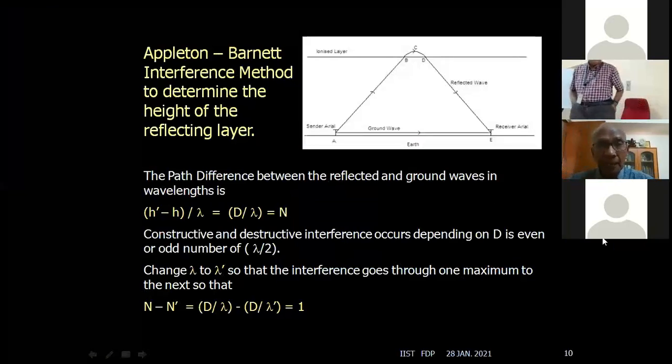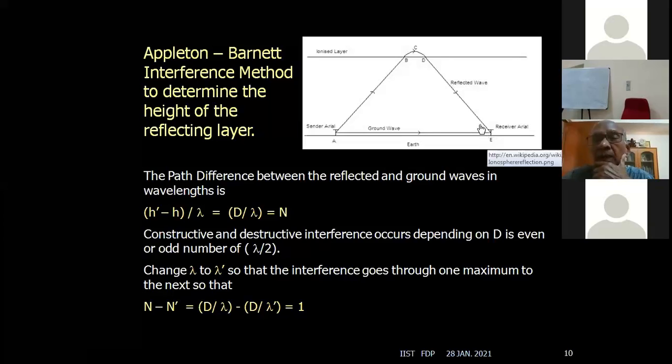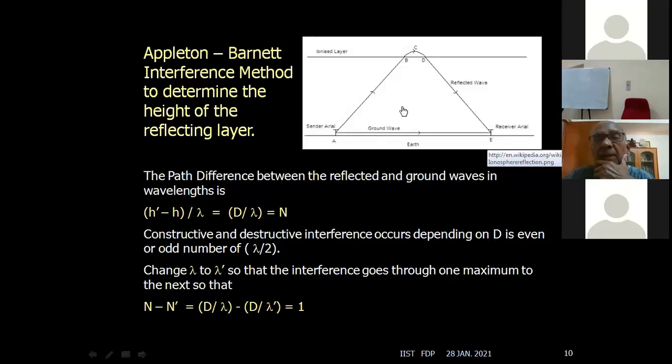So this is the Appleton-Barnett experiment. So there are two ways to find out the range of the ionized layer reflecting these radio waves. One is to find out the angle of arrival. Then the angle of incidence equals the angle of reflection. Then you will know this angle. And then the half distance, and then you can find out the slant distance, and then of course the vertical height.